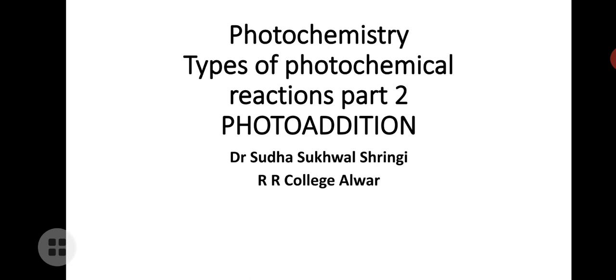Today we are going to study photochemistry, types of photochemical reactions, part 2. In part 1 we already started the types of photochemical reactions and had an introduction and a few photochemical reactions like photooxidation, photoaddition, photodissociation, photoreduction and photoisomerization. We'll be discussing these one by one.